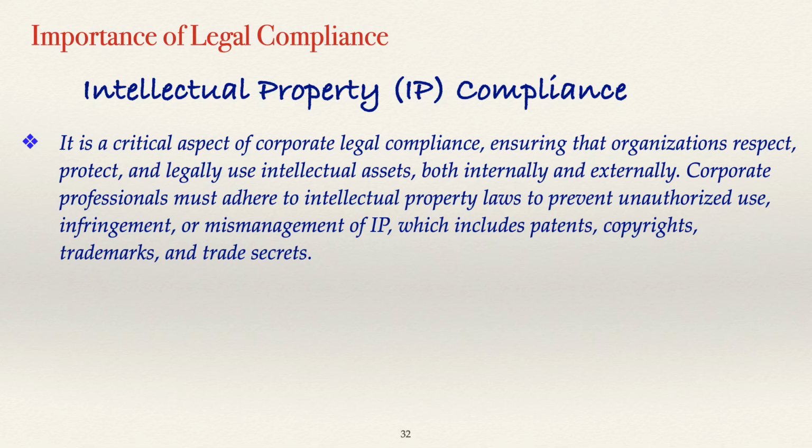First, understanding intellectual property, IP rights. IP rights refer to the legal protections given to creators and owners of original works, inventions, brands, and trade secrets. The primary types of IP include: patents, which protect new inventions or processes; copyrights, which protect original creative works like books, software, music, and videos; trademarks, which protect brand names, logos, and symbols that distinguish products or services; and trade secrets, which protect confidential business information that provides a competitive advantage. Corporate professionals must ensure that their organizations comply with IP laws to avoid legal disputes and reputational damage.